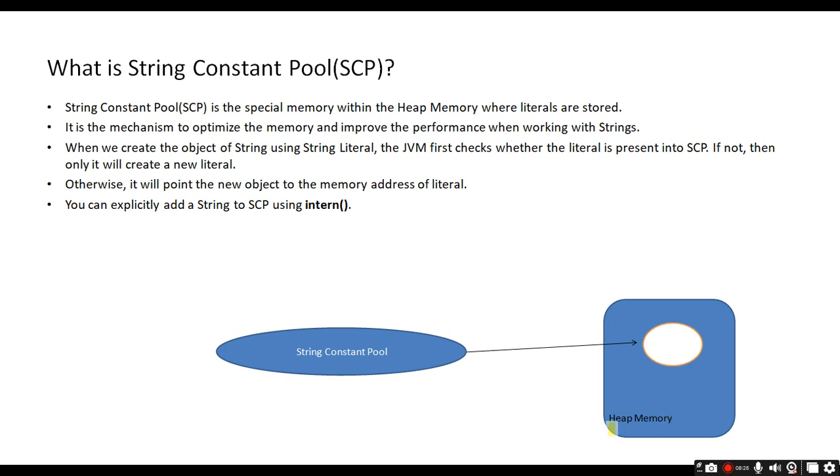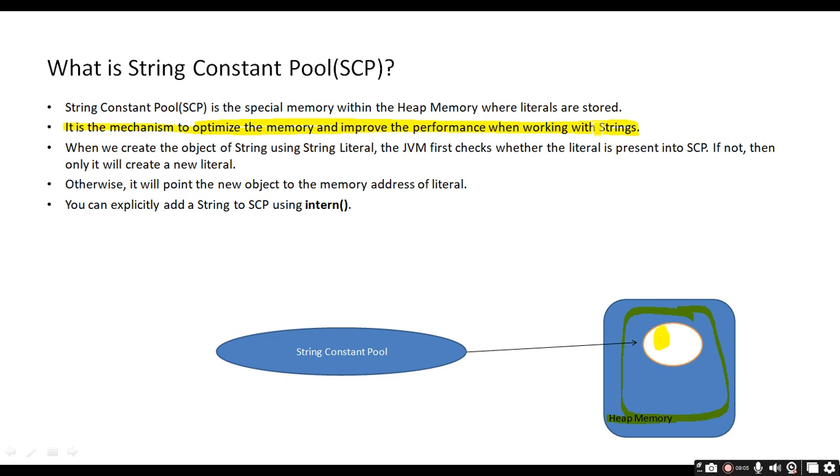You can see the below diagram, this is the heap memory that we have, right? This blue part is the heap memory, and this white part is the string constant pool. So the string constant pool is a memory inside the heap memory which is used to store literals. Why is this string constant pool used? It is the mechanism to optimize the memory and improve the performance when working with strings. So it is used to optimize the memory.